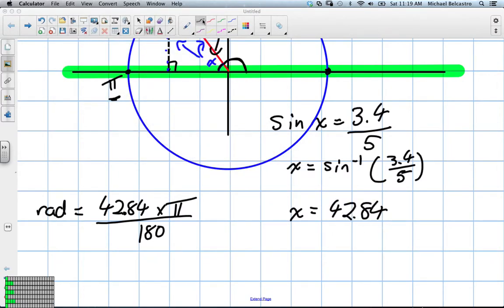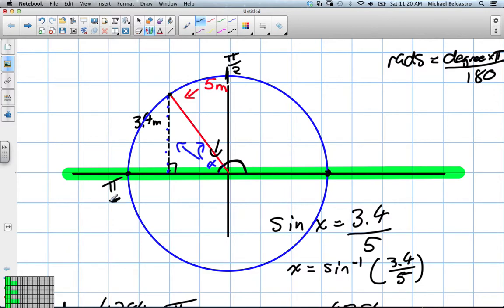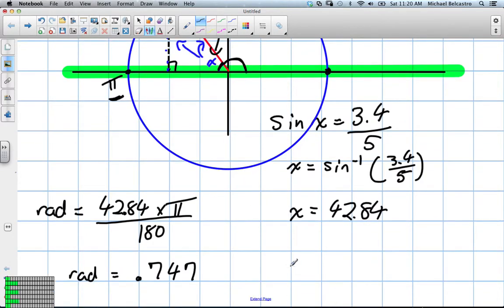0.747, we'll say radians. Okay, so this radian is 0.747. Now, they may have liked this as a fraction, something like that. Let's think of it like what we were talking about before, where we have to take our pi and we have to subtract this amount we just found. Okay? Now, technically, that's 1 pi.